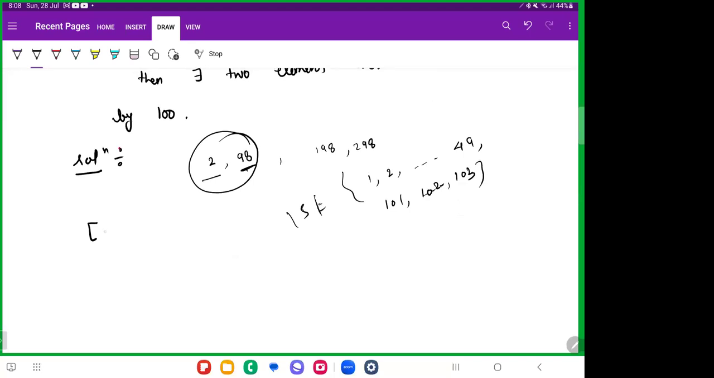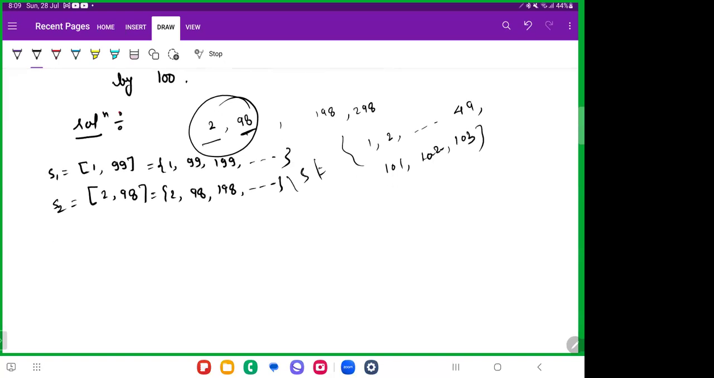There will be a lot of other elements beyond 1. So for example, S1 will go like 1, 99, 199, and so forth. S2 will be similar. This is the construction. So if you continue, then you have more numbers than the classes.